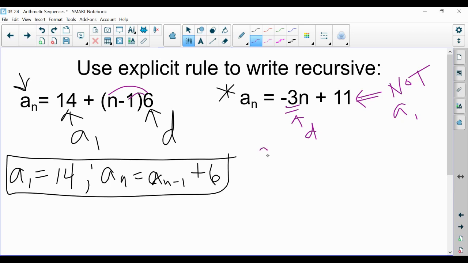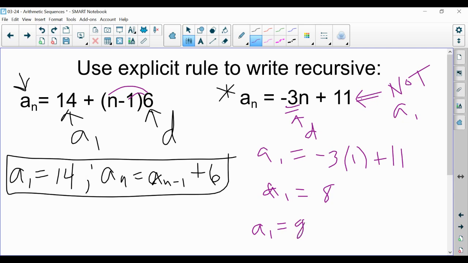So to find a sub 1, I'm going to substitute in 1 for n. Right, so a sub 1 equals, and then I'm going to take negative 3 times 1 plus 11. And that's going to tell me that my first term, a sub 1, is 8. Right, so now I know my common difference is negative 3, and I know my first term is 8, so I can write my recursive form. So a sub 1 is 8. That's my first piece of information.